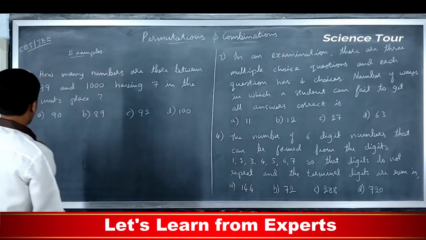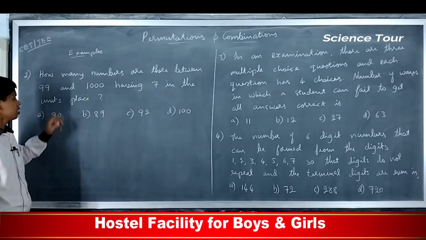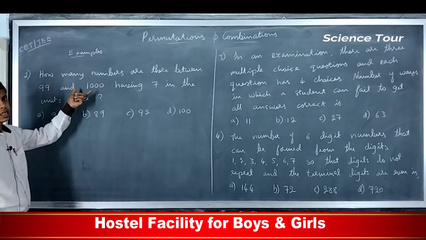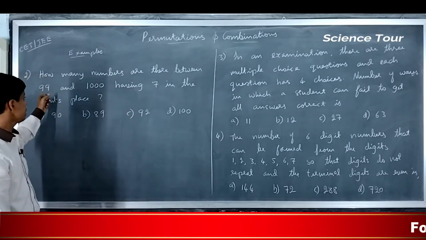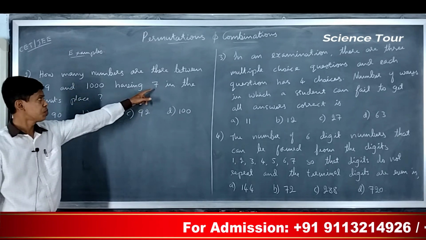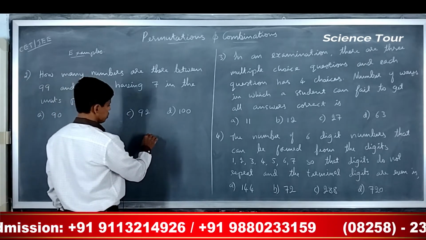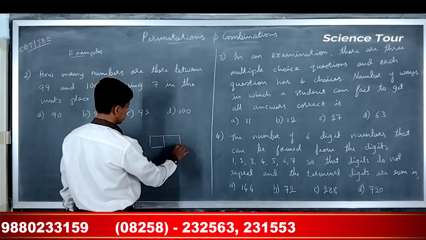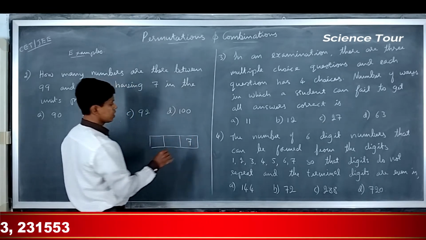Alright. So now how many numbers are there between 99 and 1000 having 7 in the units place? Now what do you mean by a number between 99 and 1000? It is a 3-digit number. So from 100 till 999, but the units place must be 7. So that means you have a 3-digit number, but the units place is fixed.